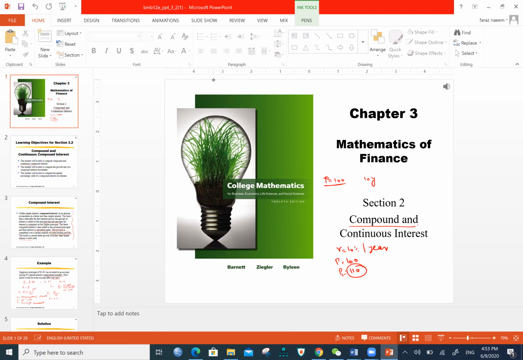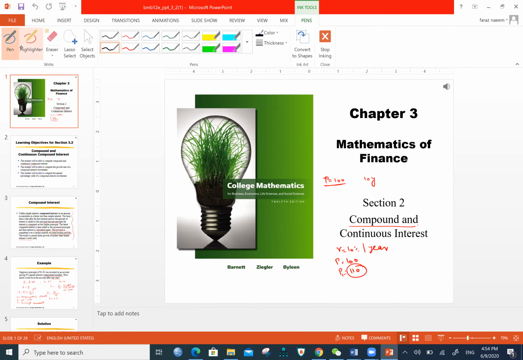In mathematics of finance, the most important thing is how you differentiate among the problems, whether you are given a simple interest problem, a compound interest problem, or annuities. The very basic thing in compound interest is that you will be given compounding periods. Compounding period means how many times you are calculating interest in 1 year.